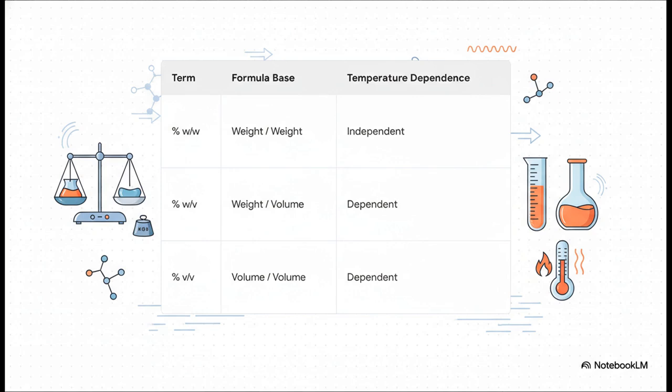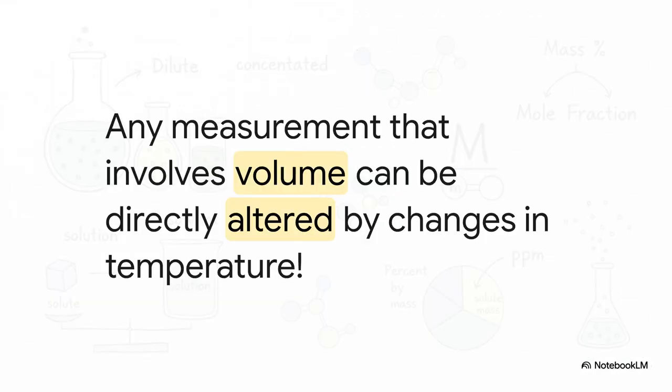And this is where it all comes together. Take a look at this table. Since percent weight by weight only deals with weight, which doesn't change with heat, it is completely independent of temperature. But the other two, weight by volume and volume by volume, they both have volume in the equation. And because volume changes with temperature, any measurement that uses it is automatically dependent on temperature. So here is the absolute bottom line, the most important takeaway. If you see volume anywhere in the calculation, you know that temperature can change your result. That 10% weight by volume solution you carefully prepared in a cool lab, on a really hot day, the liquid might expand, and suddenly it's actually a 9.9% solution. And in science or medicine, that tiny difference can be absolutely huge.